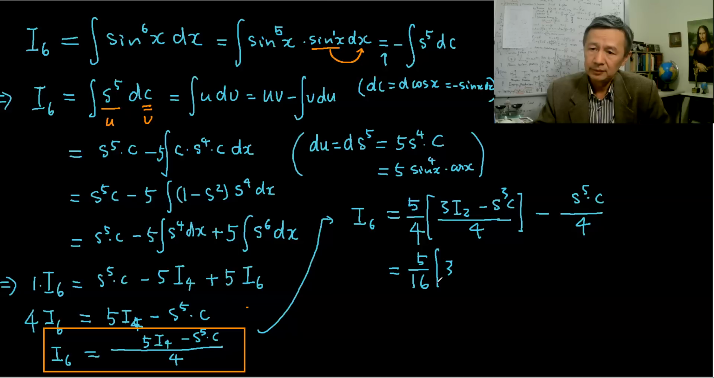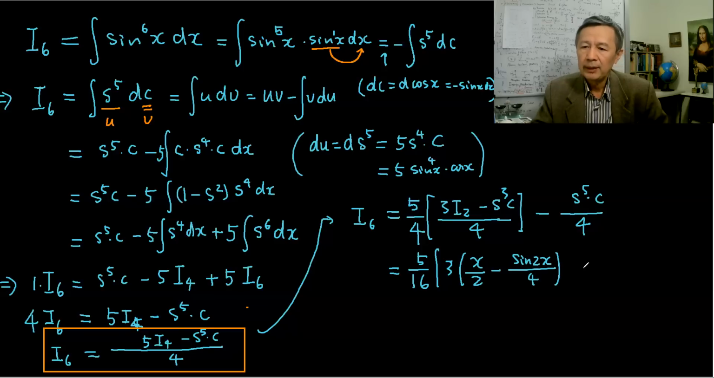Let's go. So this is I2. This is just I2 here. What is I2? I know that it is x divided by 2 minus sine 2x divided by 4.